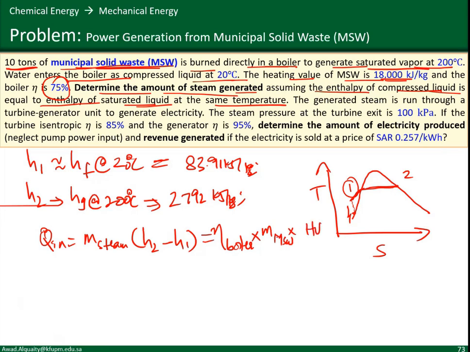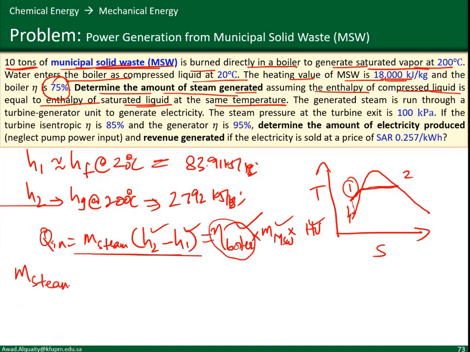Okay, so when you burn the waste, you get a certain amount of energy. 75% of that energy, because of boiler efficiency, is eventually used for converting liquid water to steam, which is what shows up as QM, right? So here, we have been provided with the boiler efficiency, the mass, and the heating value. H2 and H1 is what we have calculated or found from the tables based on the information given. So we can directly calculate the mass of the steam, right?